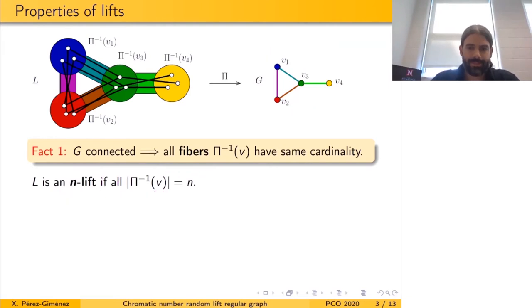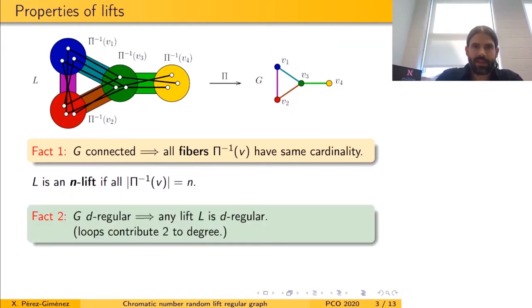Okay, what else? Well, degrees are preserved by these covering maps. All the vertices in a fiber have the same degree as their image in the base graph because of the local bijection. So in particular, if my base graph is d-regular, any lift is also going to be d-regular. And here, my loops contribute twice to the degree.